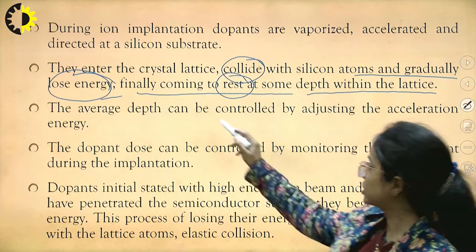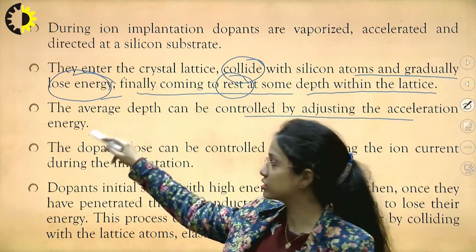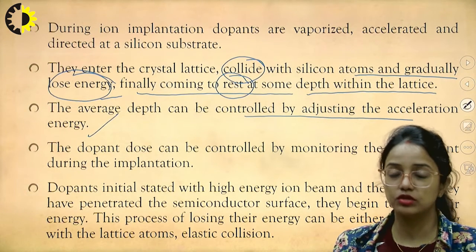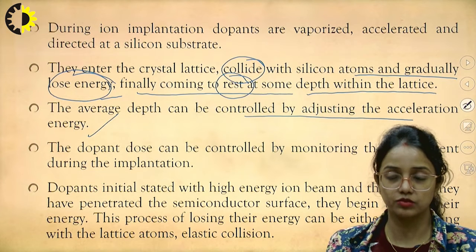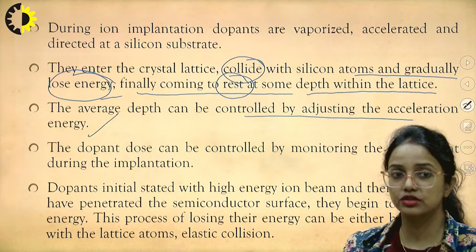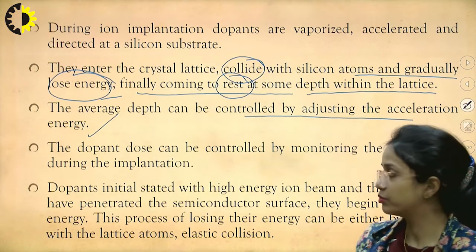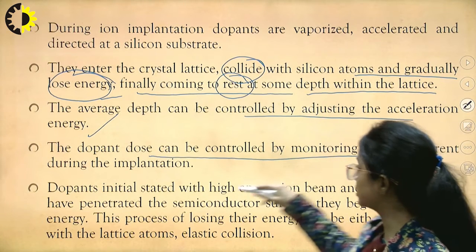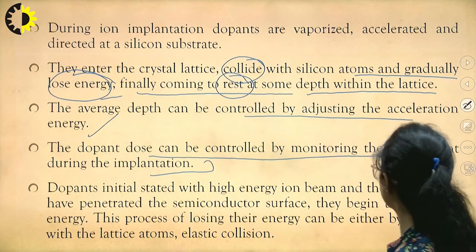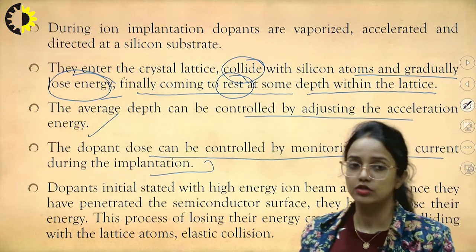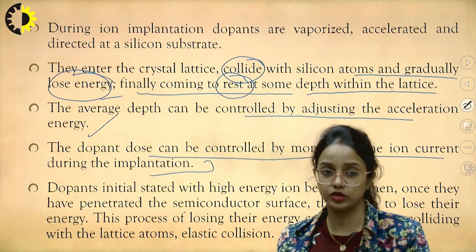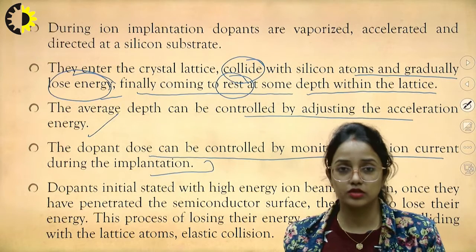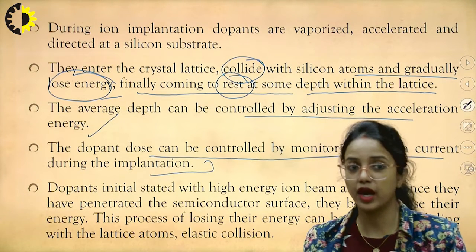So the average depth can be controlled by adjusting the acceleration energy. When the acceleration energy is more, the ions can enter to a larger depth, and when the acceleration energy is less, they will settle down before that point. The dopant dose can be controlled by monitoring the ion implantation current. Dopant dose means the amount of dopant to be added, which can also be controlled. So we can see that it is a process in which the control lies in my hands.